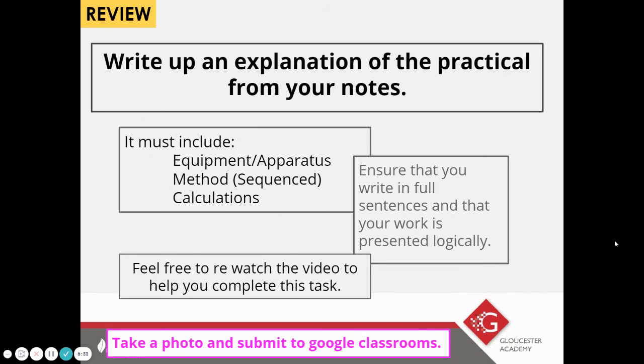but you should all be able to give me a list of equipment, a sequenced method, which means that you say 1, 2, 3, tell me exactly what to do. And I actually would like you to record any calculations. So I have the formula and I know the values that you used. The video will help you to do that.